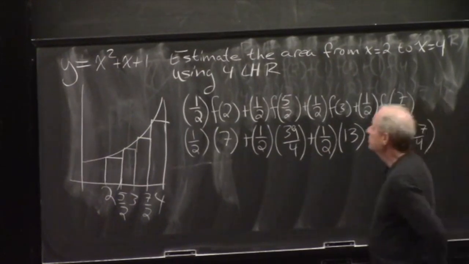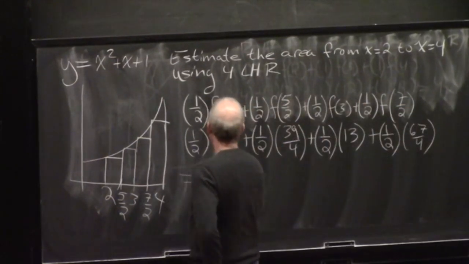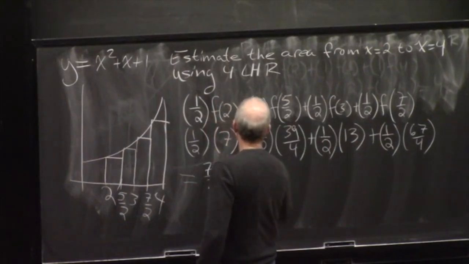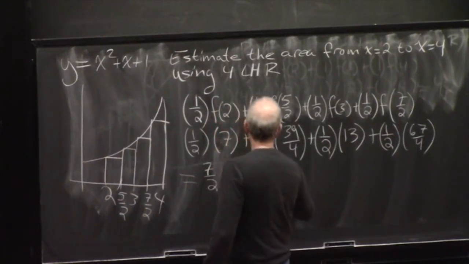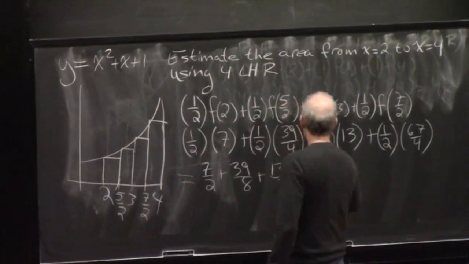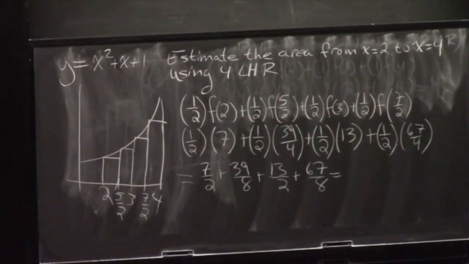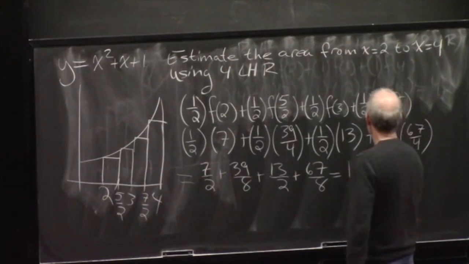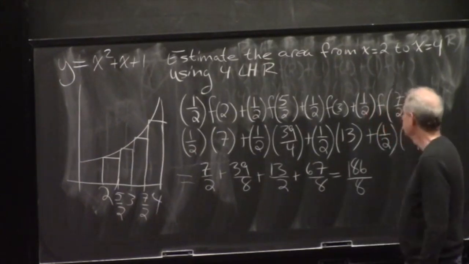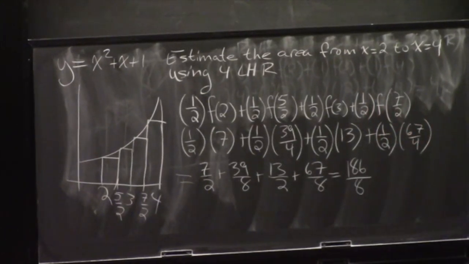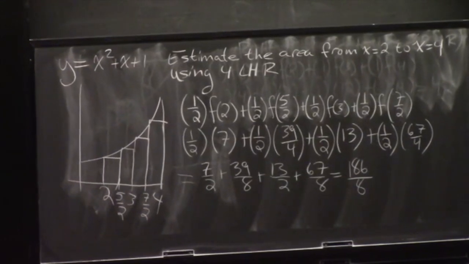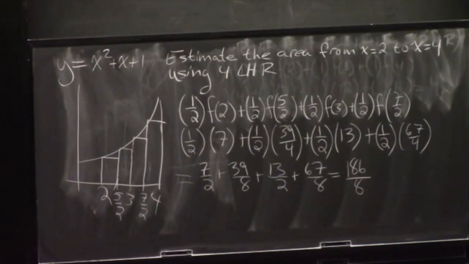So this becomes 7/2 plus 39/8 plus 13/2 plus 67/8, which is, let's see, 28 and 52 is 80, 119, 186 over 8, or 93 over 4. Okay, that's a messy number already, and of course you can just calculate it. I probably messed up, but maybe I didn't.